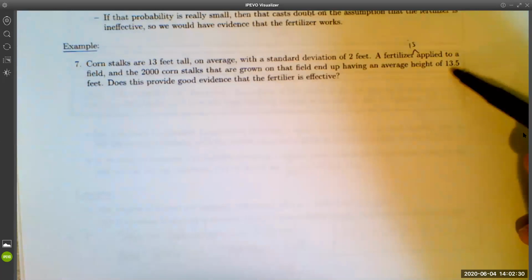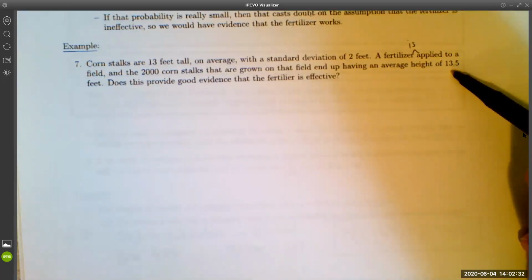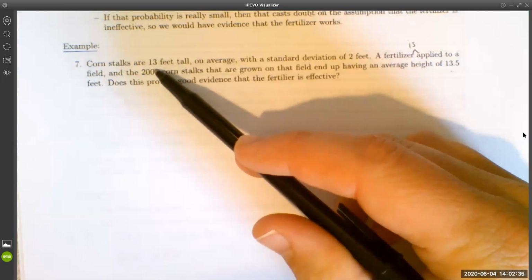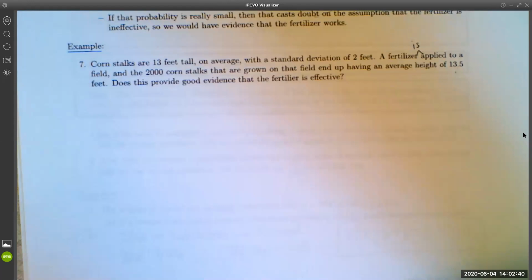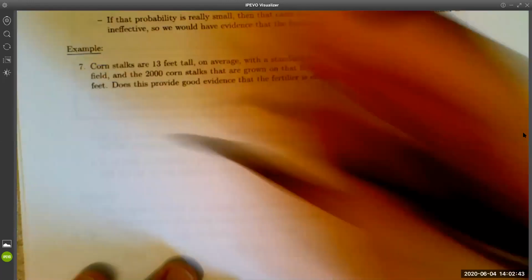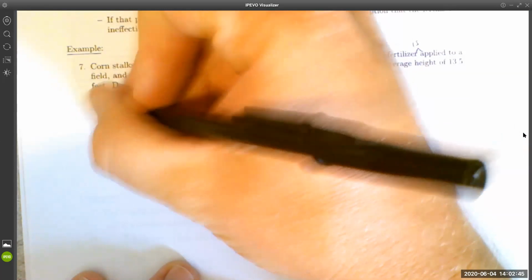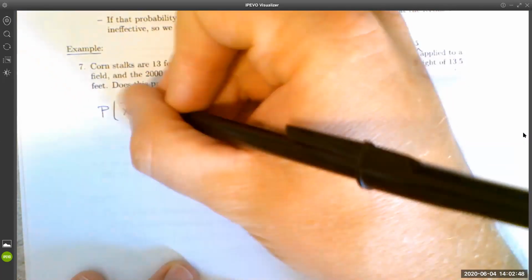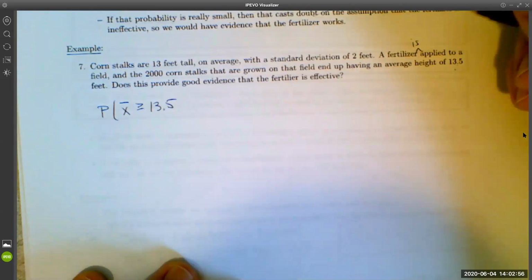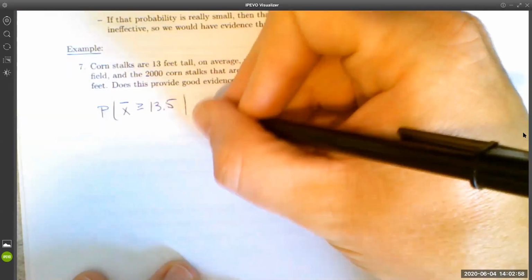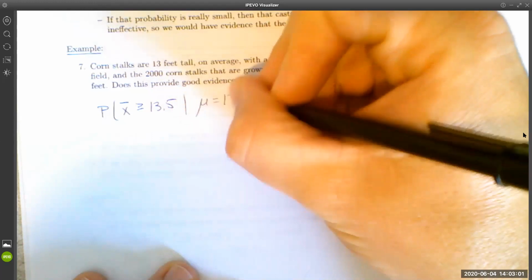Let's see. Our corn plants are half a foot taller than the average corn plant. Is that good enough to say that the fertilizer actually works? The only way to be mathematically sure about that is to compute the probability, right? So we're going to compute the probability that X bar is greater than or equal to the sample mean that we got, 13.5, given that the fertilizer is ineffective. If the fertilizer is ineffective, then really the population mean would be 13, and the standard deviation would be 2, right? Because those are the values that we were given.